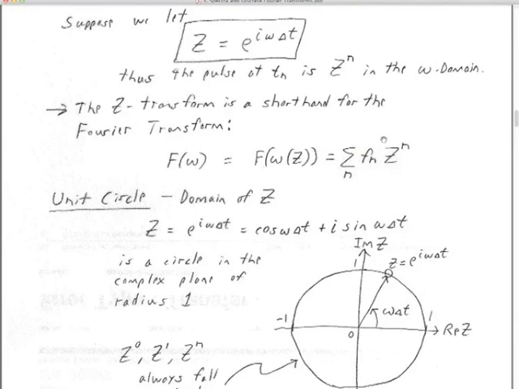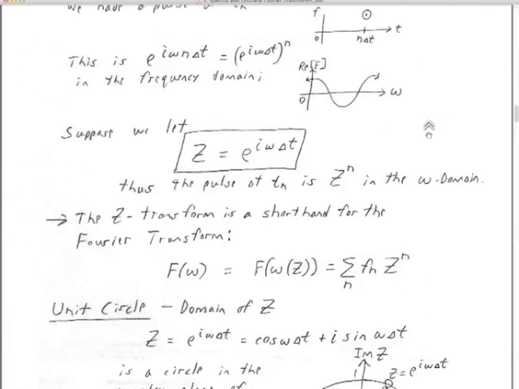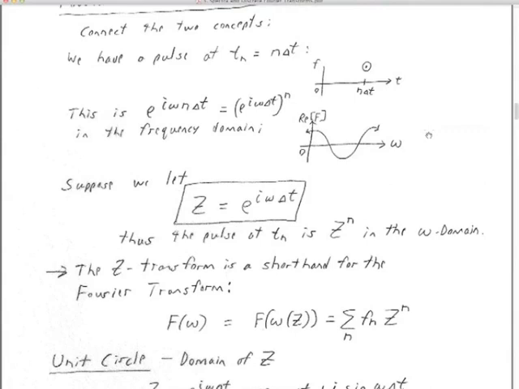So here's the familiar z transform summation. We're summing over all the different time samples, and each time sample is times z to the power of its time index, right? Sum of f sub n times z to the nth power. Here's another extremely powerful tool, very simple in concept.